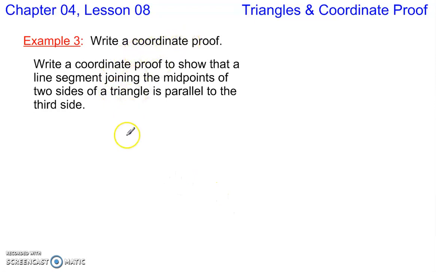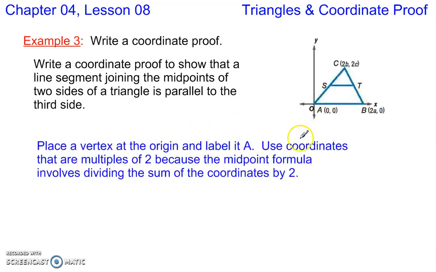Alright, write a coordinate proof. We want to write a proof to show that a line segment joining the midpoints of two sides of a triangle is parallel to the third side. Okay, slightly hard to imagine what that looks like, so we will draw ourselves a picture. Looks like this. So that means joining the midpoints of two sides. Here's one side, and there's the midpoint of one side. Here's the other, and there's the midpoint. And connecting those two, we want to prove that this line connecting the midpoints is parallel to the third line.